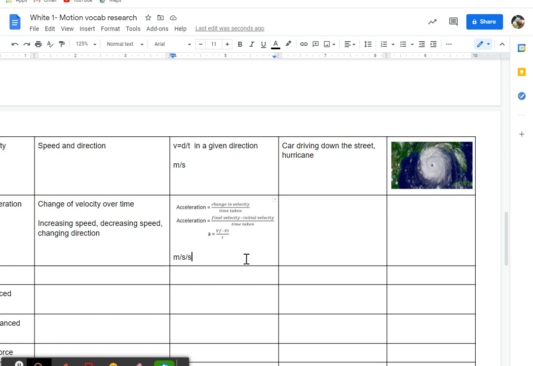I know you guys learned this. Give it a guess. What will we do? There's 2 of them. 2 is the key word. We're multiplying them. We're not dividing. S squared. Yes, thank you. So that is meters per second squared. It was that simple.